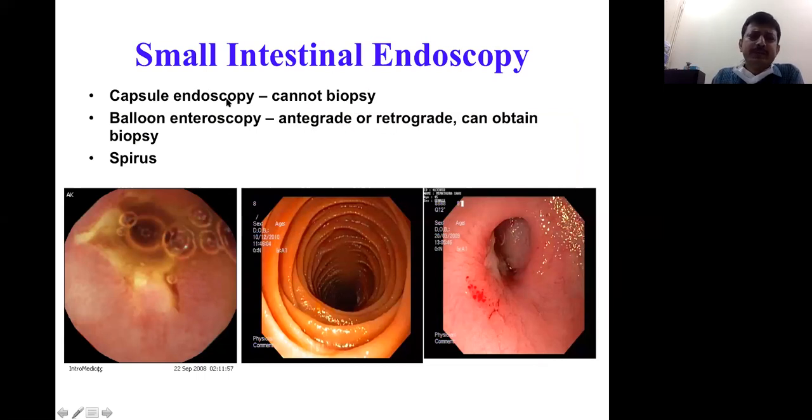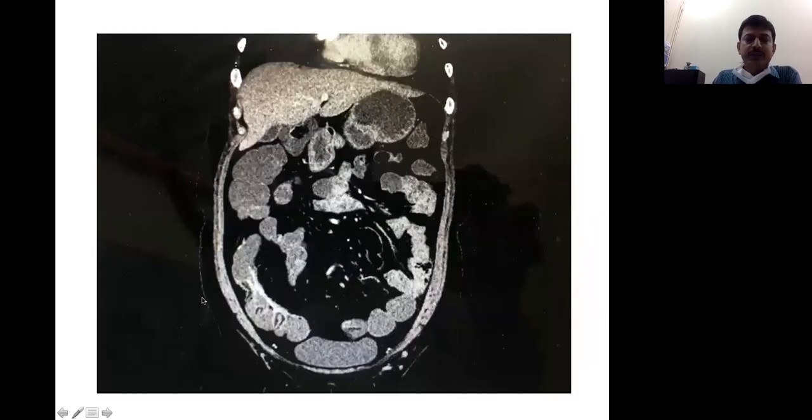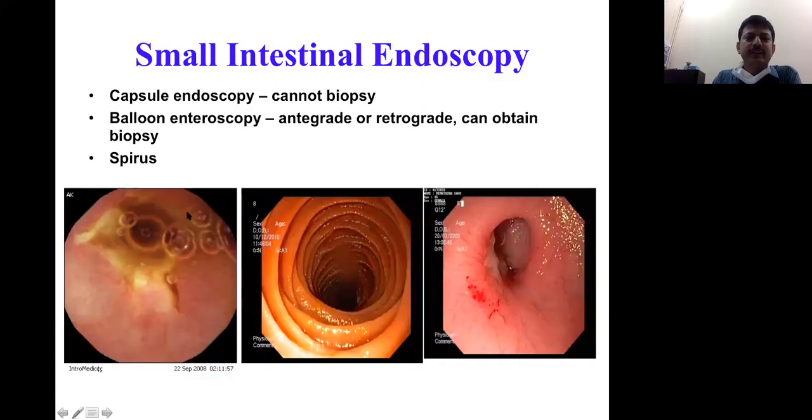We also have capsule endoscopy, but the problem with capsule is that it cannot biopsy. And if there is a stricturing lesion like you saw in this particular patient, then the capsule will get stuck. So capsule doesn't have too much of a role in such patients. Here balloon enteroscopy is what is helpful. We have the single balloon enteroscope, the double balloon enteroscope, and the newer one called Spirus. So this is a picture of the jejunum with an enteroscope. This patient has a stricture, so you can take a biopsy.